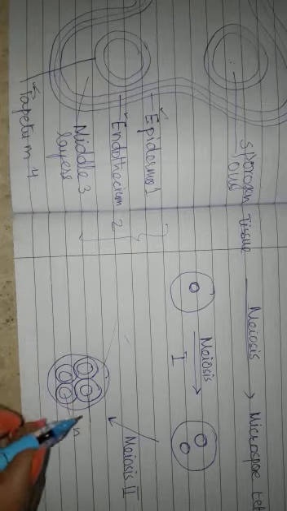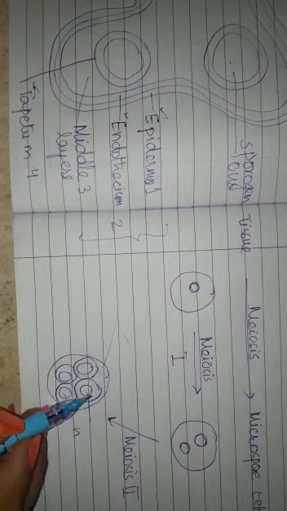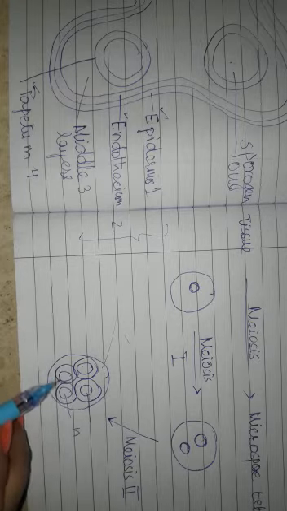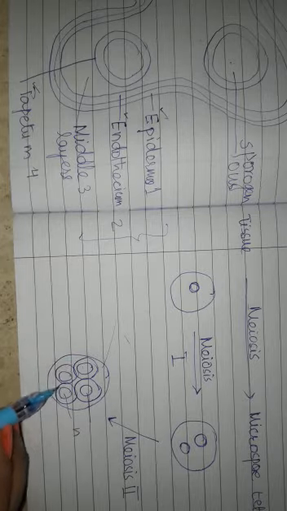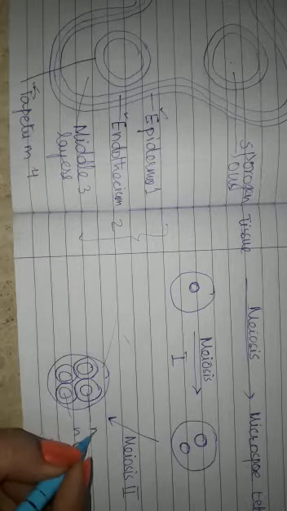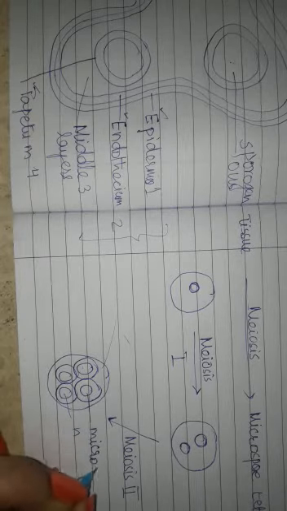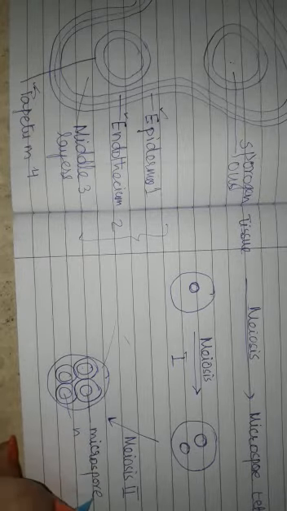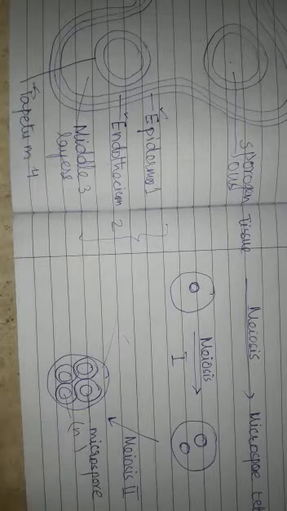और फिर क्या हुआ? साइटोकाइनेसिस, यानी अब हमारे पास क्या बन गए? 4 हैप्लॉइड सेल्स. और ये क्या है? दिस इज द माइक्रोस्पोर टेट्रड. दिस इज द फॉर्मेशन ऑफ माइक्रोस्पोर टेट्रड. और बीच में ये जो सेल है, ईच सेल इज कॉल्ड माइक्रोस्पोर. ऑल दीज 4 cells are microspores which are haploid in nature.